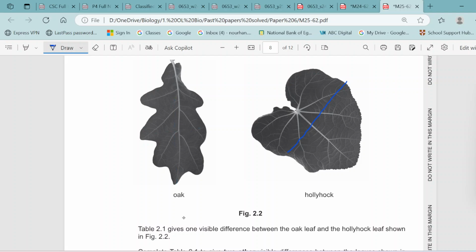But what else? I can say that this has indentations. There are parts that are going inside, while this one has no indentations. This one has a smooth outline, while this one has a serrated or zigzag edge. I can talk about the distribution of the veins. The veins here all start from a single point, while here, veins branch from a single midrib.